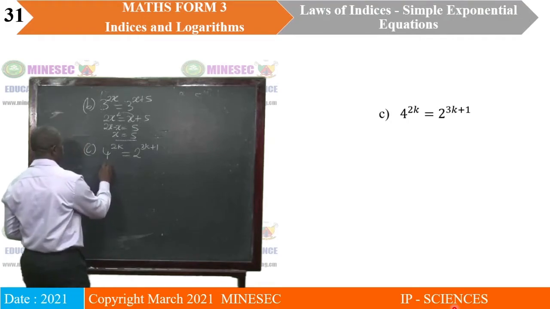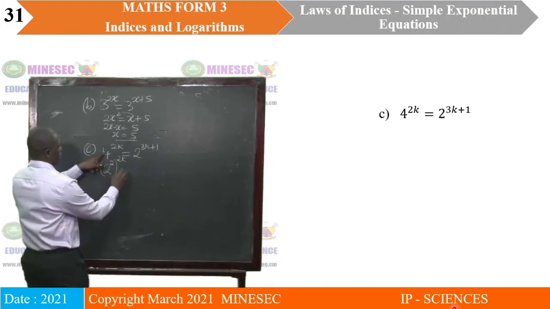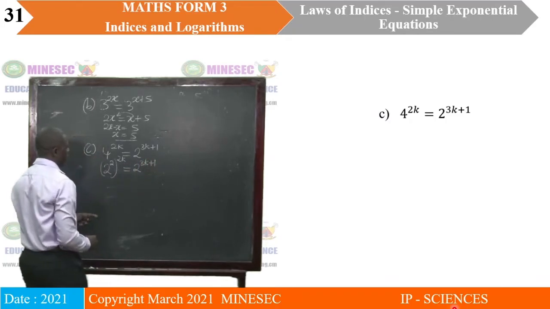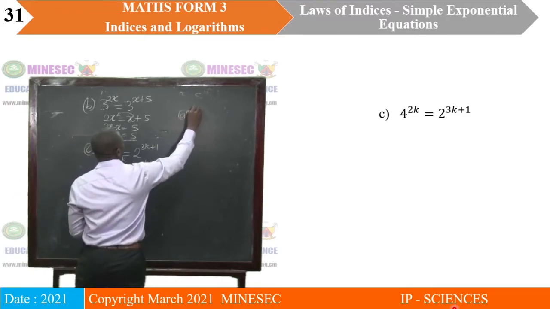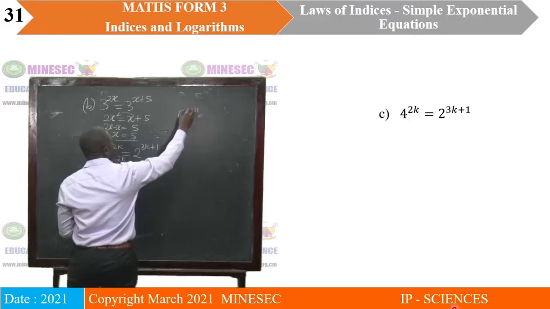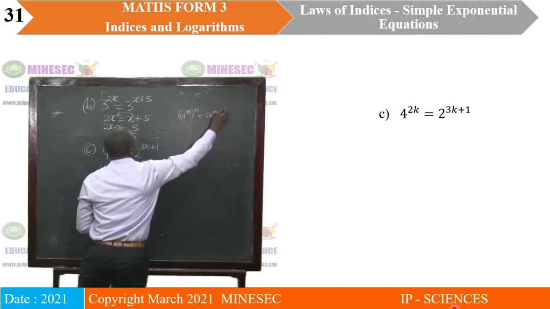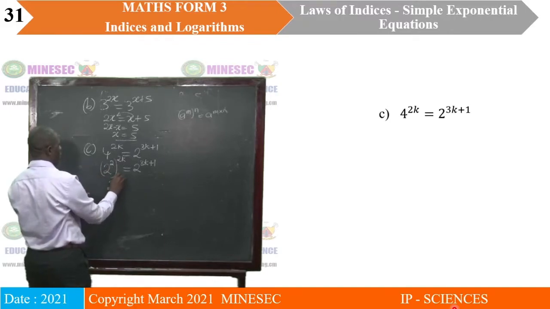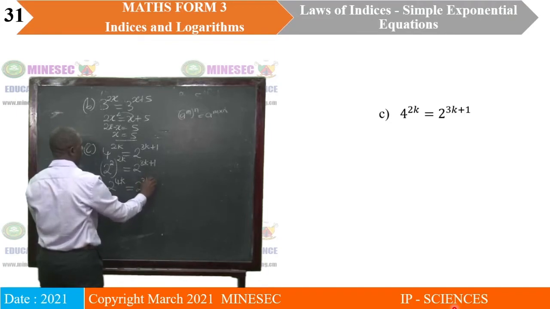So we could write this as 2 raised to the power 2, all of that raised to the power 2k, because 2 raised to the power 2 is 4. So which will give us 2 raised to the power 3k plus 1. And from the law of indices, A raised to the power M, all of that to the power N. If we have a power out and a power inside, we multiply those powers. So we end up with A to the power M times N. So here we are going to multiply 2 times 2, which will give us 2 raised to the power 4K. All of that being equal to 2 raised to the power 3K plus 1.